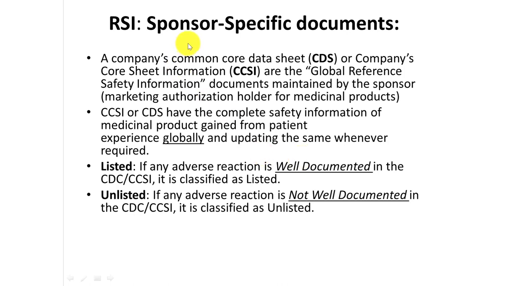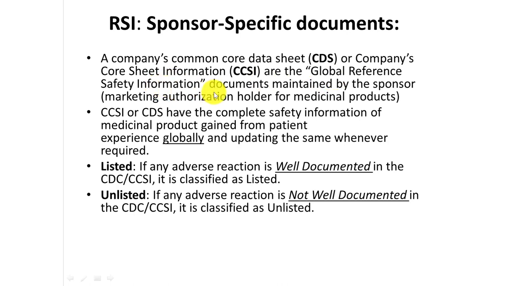Now we'll see RSI sponsor specific documents. There are two types of document. All are sponsor specific only, but the difference between these sponsor specific documents is that this document, like CDS, that is core data sheet, or company's core safety information, are global safety information documents.